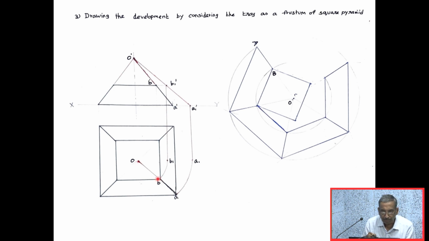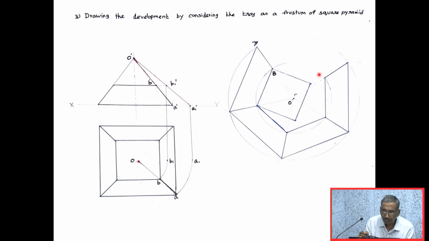So to draw the development, what I do is I am drawing an arc. This arc I am drawing with O as center, O dash A1 dash as radius. I am drawing an arc. This is the outer arc. Then the same center I am drawing the inner arc. The radius of the inner arc is O dash B1 dash. With O dash B1 dash as radius, this O as center, I am drawing the inner arc.